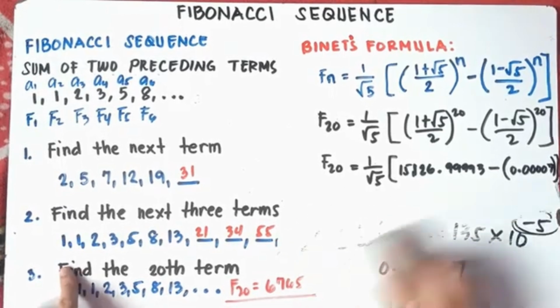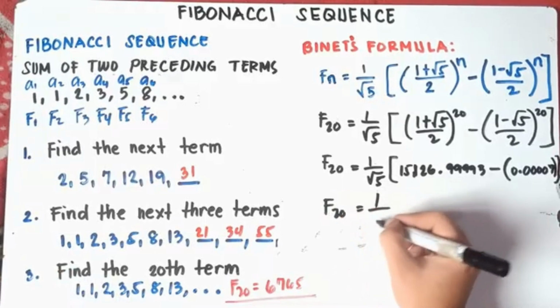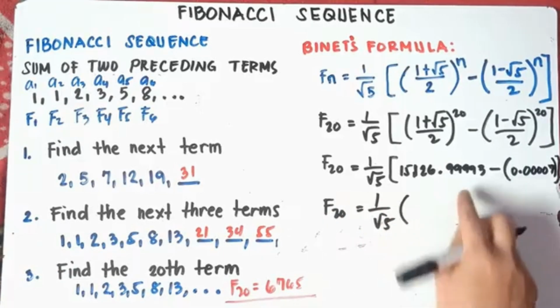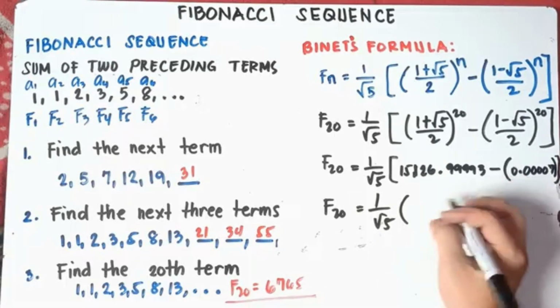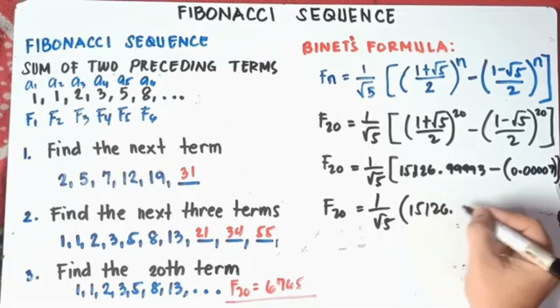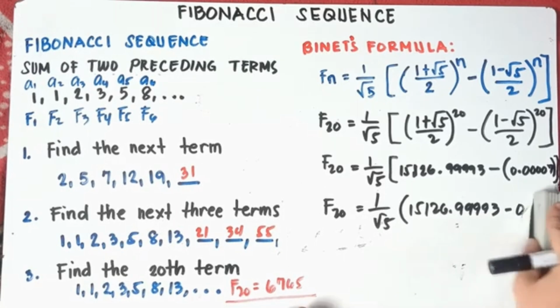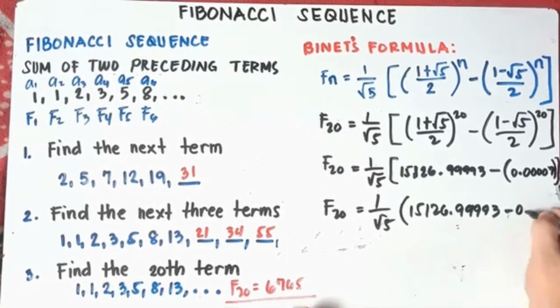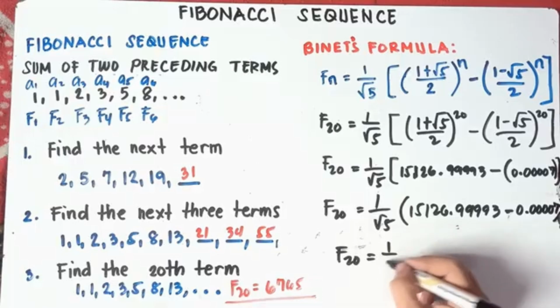Alright, so this will be f sub 20 equals 1 over square root of 5. Then you can multiply this one, negative times positive. So therefore, it will be negative. So this will be 15,126.99993 minus this one, 0.00007. Alright, I hope you see this one, class. Let me just write it. Minus 0.00007. And then this will be f sub 20 equals 1 over square root of 5.